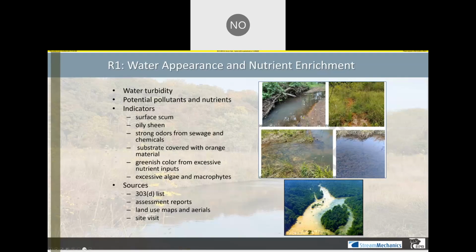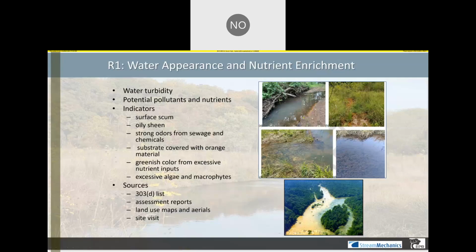And then on the bottom, obviously, you have some problems from excessive turbidity and sediment in the watershed. So those are some items you're looking at for the water appearance and nutrient enrichment metric. Some sources to help you figure out what's going on include the 303D list. It's helpful, but be careful with it because it does extrapolate out a lot.